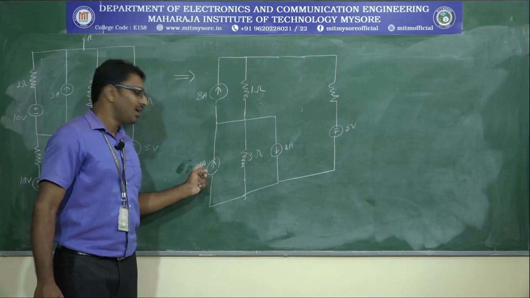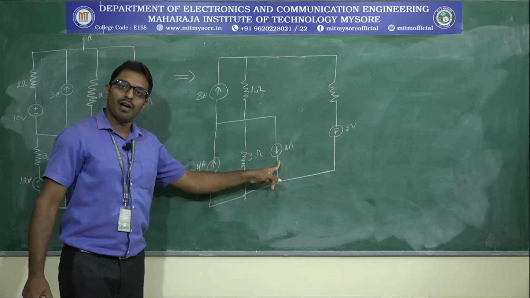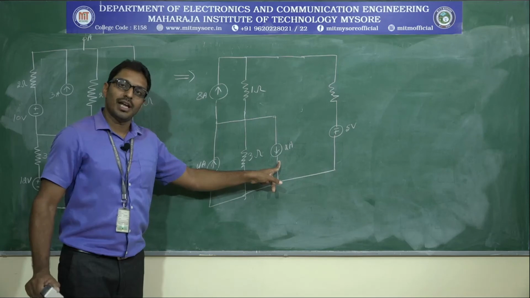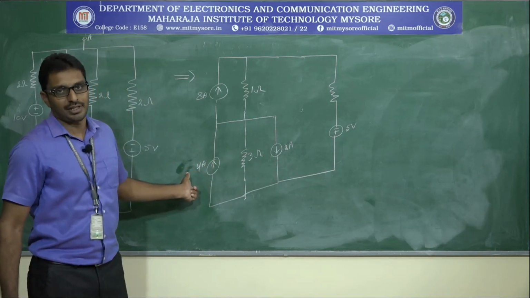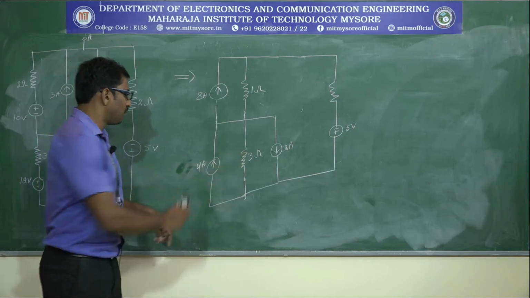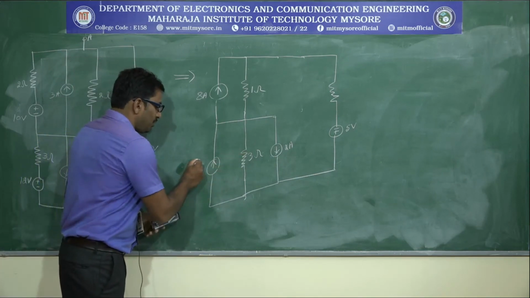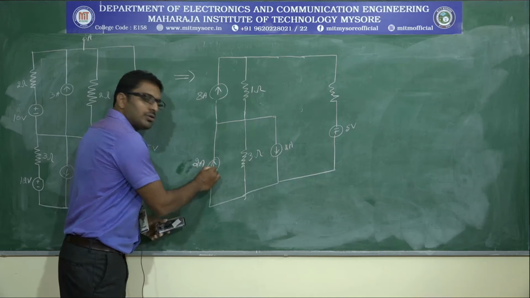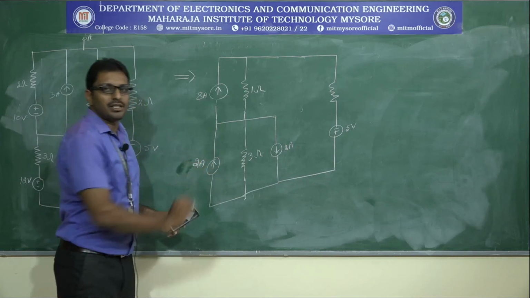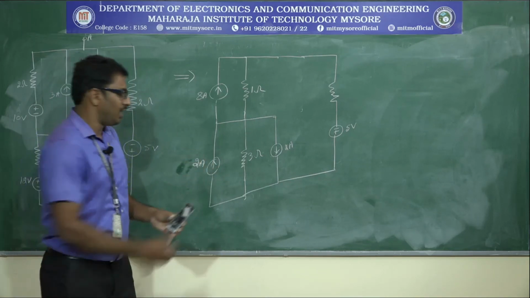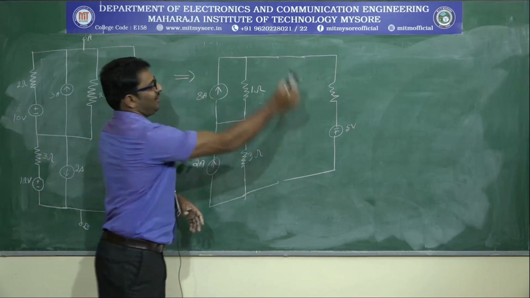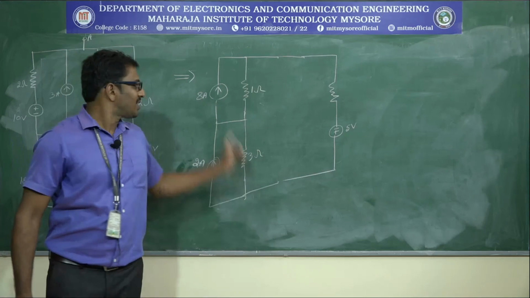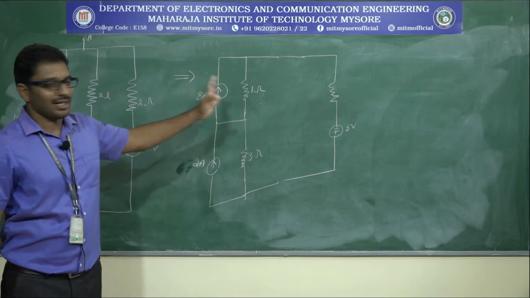How to find the effective value? Higher value minus lower value. The resultant source direction is always the same as the direction of the higher value source. So 4 minus 2, 2 ampere, and the resultant source direction is the higher value source direction only. Now let me delete this. Okay. So in the next step, the circuit looks like this.